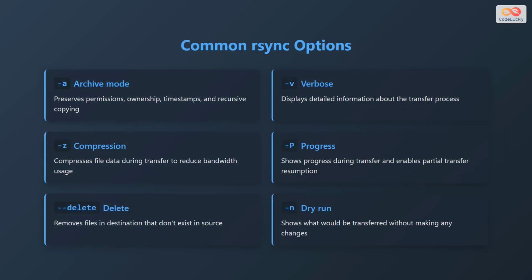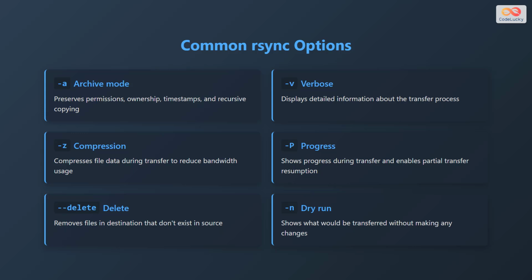Let's explore some commonly used rsync options. The archive mode, represented by the flag A, preserves permissions, ownership, timestamps, and enables recursive copying. Verbose mode, represented by V, displays detailed information about the transfer process. The compression option, Z, compresses file data during transfer to reduce bandwidth usage.